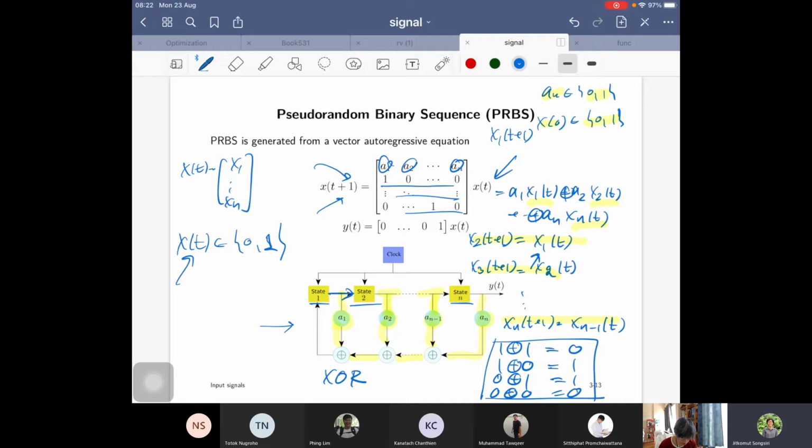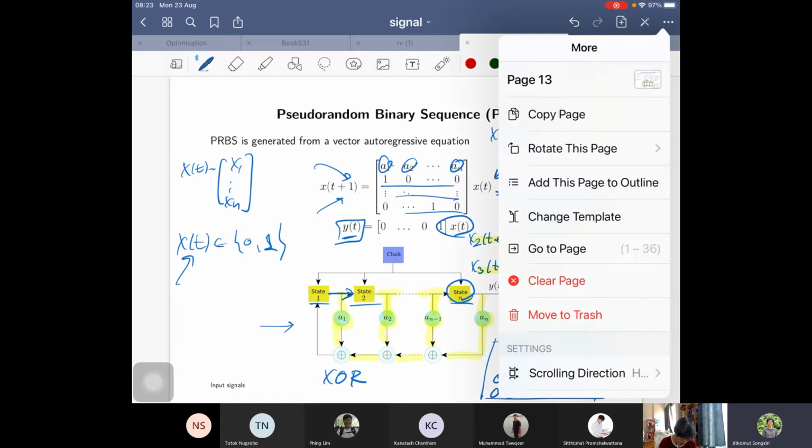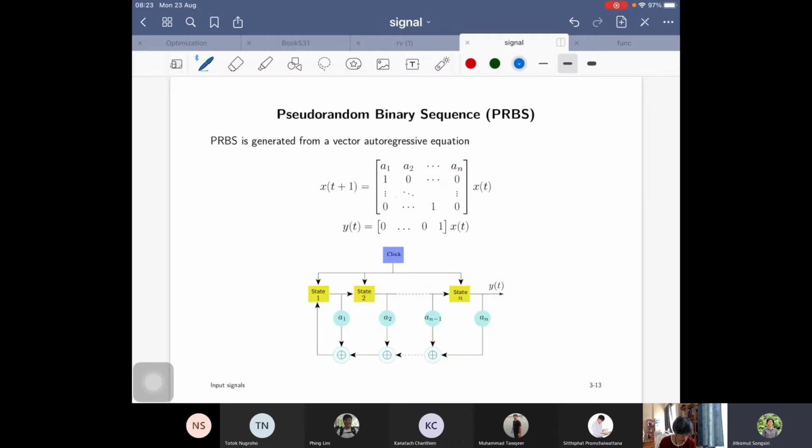The output of the PRBS sequence is given by yt, which is the nth state of xt. So if you look at this diagram, PRBS just obeys a state space equation that has n state variables. The sequence is the output of this state equation, but it's a state equation that has XOR operations.